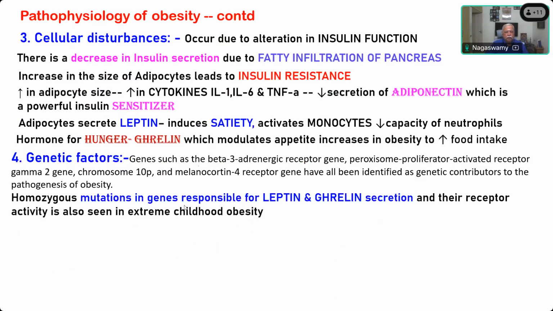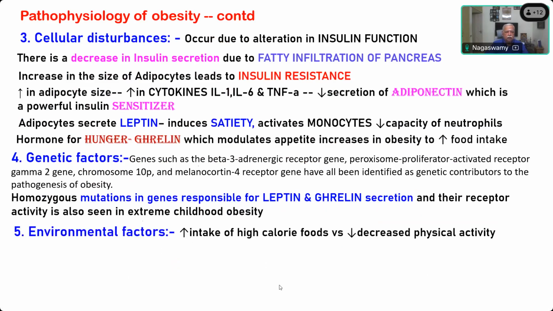Children who are tending to become obese, the mutations in leptin and ghrelin secretion is the reason for that. And these children, if you observe them closely, they will be massive eaters. Whatever you give, they will be going on munching and they will ask for more. So in childhood obesity, it is the mutation in leptin and ghrelin, whereas in adult obesity, these are the other genes which are responsible for that.